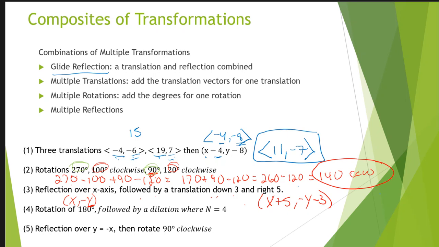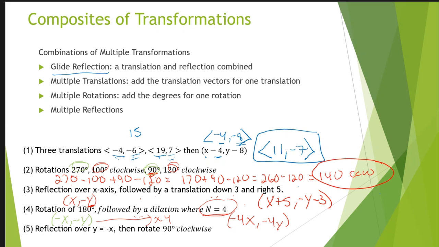A rotation of 180 followed by a dilation where n is 4. So let's look at the first part. A rotation of 180, that rule changes the signs. So both x and y would now be negative. Again, not necessarily negative, but the minus there means a sign change. And then the dilation is 4. So you're going to multiply. I should have said a dilation about the origin, but it's about the origin there. And since n is 4, it's going to be negative 4x, negative 4y, because you're multiplying this by 4.